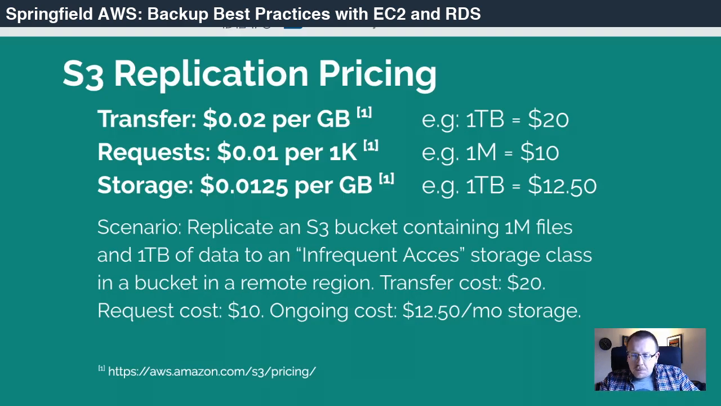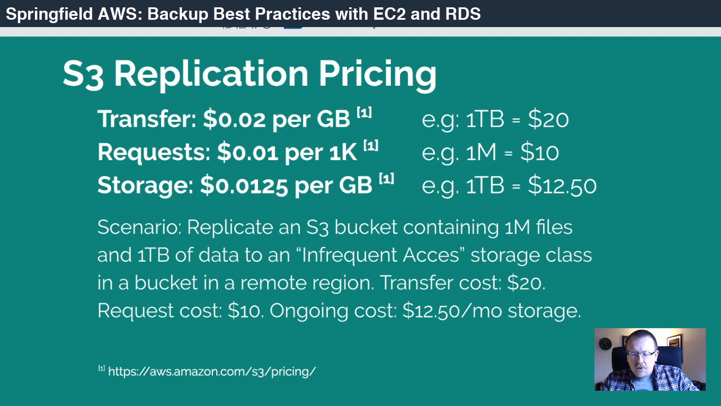As far as S3 replication pricing goes, there are more moving parts. It's not as straightforward as EBS or RDS backups. So the main 3 price points that you want to watch out for are the transfer costs. So you're paying to transfer from one bucket in one region to another bucket in another region. The request costs. So let's say that initial replication, you're loading maybe 10 gig of data into a bucket, and that represents 1 million files. You'll have 1 million requests initiated by Amazon to perform that replication, and that would cost you about $10.